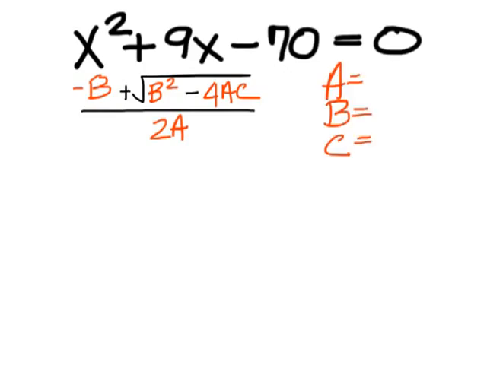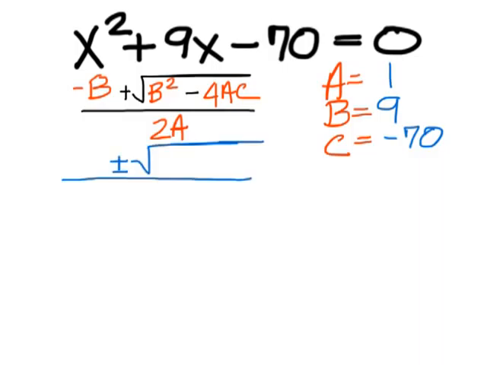Now bring up what a equals. 1 is a. Bring up what b is. b is 9. Bring up c. And this one, c is -70. And then as a review of what we've already done, and you've brought up to the table, we had -9, 81. That turns out to be 280. And then on the bottom you're going to have 2.